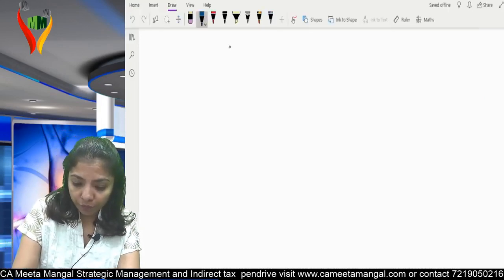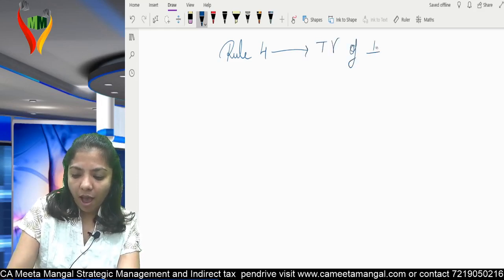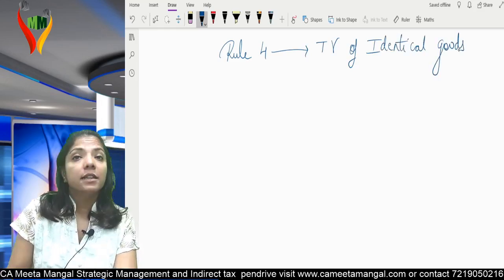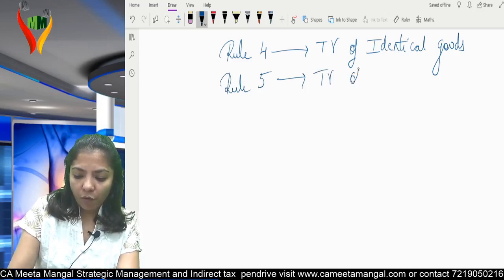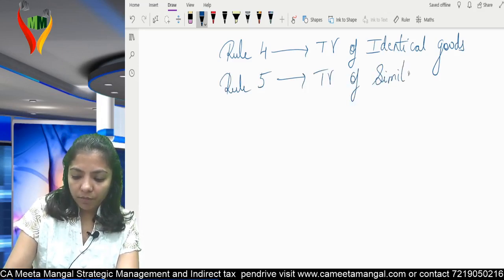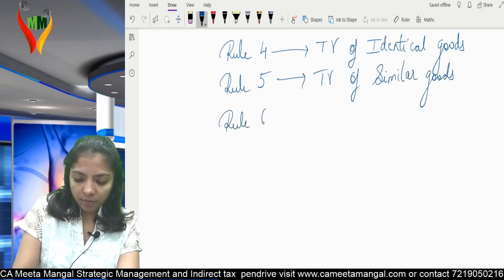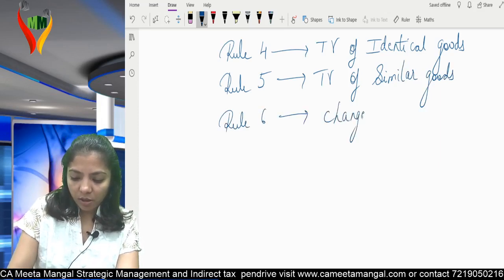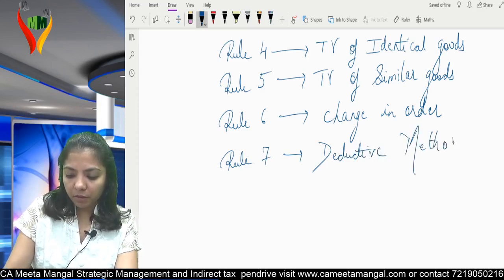Understand. What is rule 4? Rule 4 is transaction value of identical goods. What is rule 5? Transaction value of similar goods. What is rule 6? Change in order. We'll see this afterwards. What is rule 7? Rule 7 is deductive method. Am I clear?